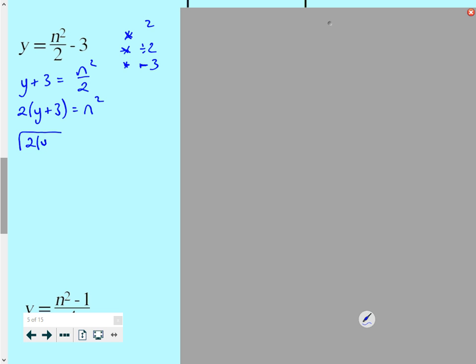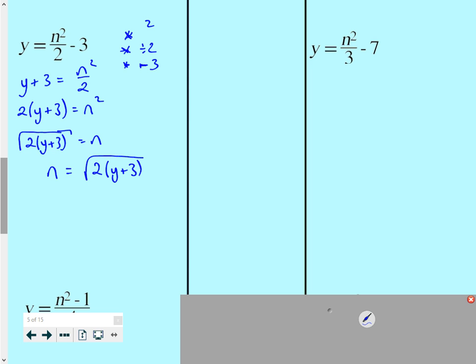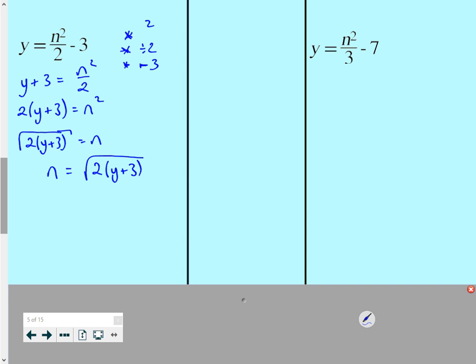So 2 times (y plus 3). Make sure that square root goes over everything, because you're square rooting that entire side, and that equals n. You're square rooting both sides, n squared is just going to go to n, and then the square root of everything that's on the left-hand side. And so n equals the square root of 2(y plus 3). Again, pause the video, take as long as you need to try the one on the right-hand side, then press play to see how you got on.